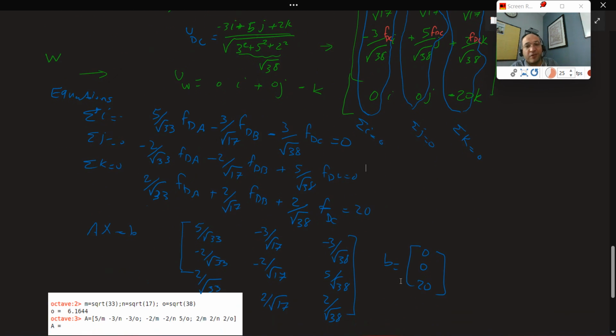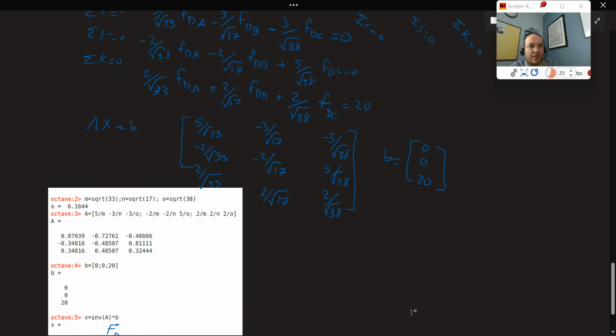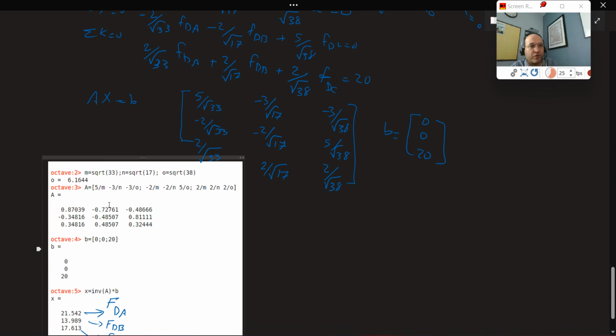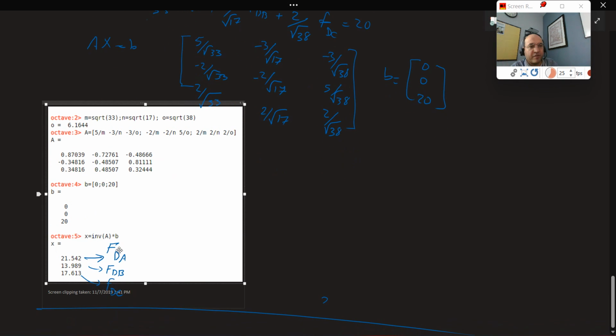Now I'm going to go through Octave Online again and have the fun. So I create the matrix of the coefficient, and the matrix of coefficient is A. The known side, the other side, is 0, 0, 20. And we put that in the program, which is A is equal to this, B is equal to this, and X is equal to inverse A times B, and this gives us the answer.